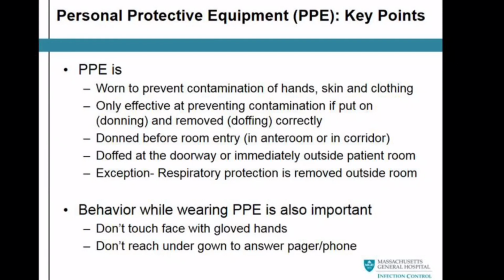Correct use of PPE includes donning PPE fully before room entry and before contact with the patient or contaminated surfaces, and doffing PPE either at the doorway or immediately outside the patient room just before exiting. The exception to this is respiratory protection such as an N95 respirator. This must be removed after exiting the patient's isolation room. More about this later. Your behavior while wearing PPE is also important if PPE is to be effective.